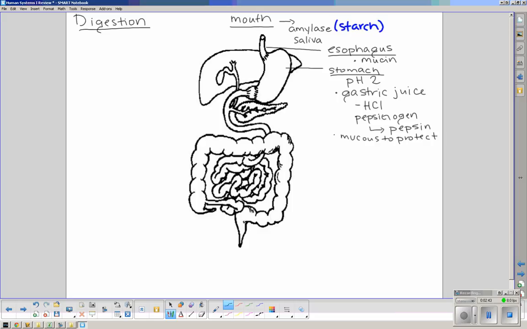Once we continue out of the stomach, we have many different accessory organs that secrete different enzymes and juices into the intestinal tract. On this side, we have the liver. The liver is responsible for the production of bile, which helps to emulsify fat.